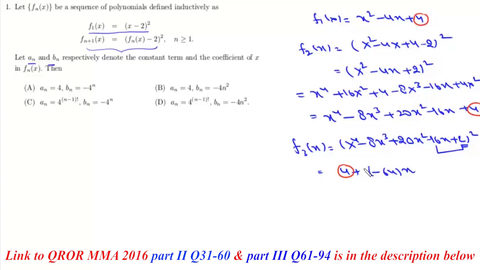So for each of these fn(x), the constant term will be 4. And what about the coefficient of x? The coefficient of x for f1(x) is -4, here it is -16, here it is -64. That means the constant term is 4 and the coefficient of x will be -4 to the power n, and that's your option number A. And actually I have solved this question previously in one of my previous videos. We have done that question using the principle of mathematical induction. I'll provide the link to the proper solution to this question in the description below.